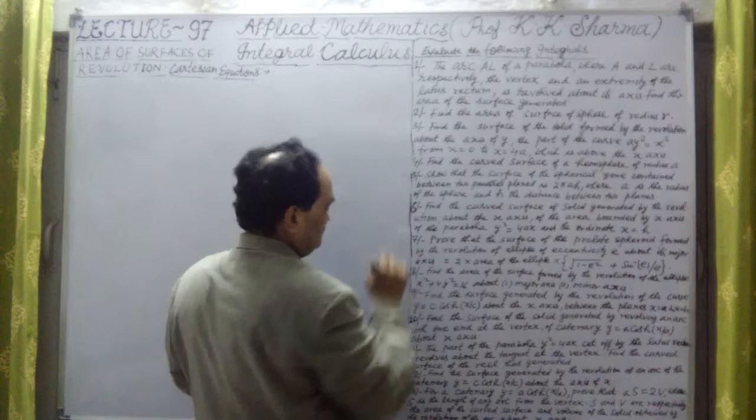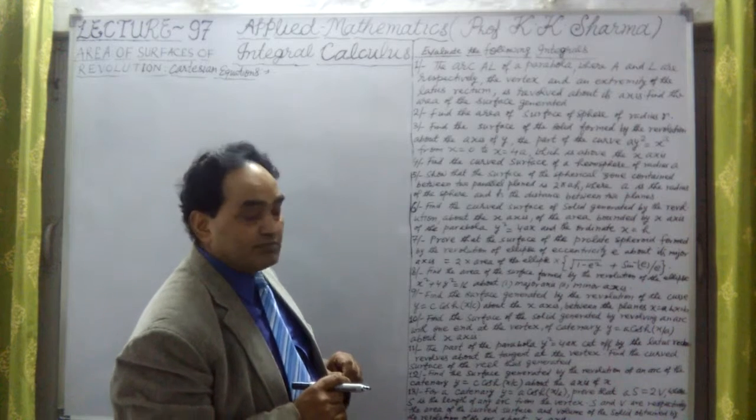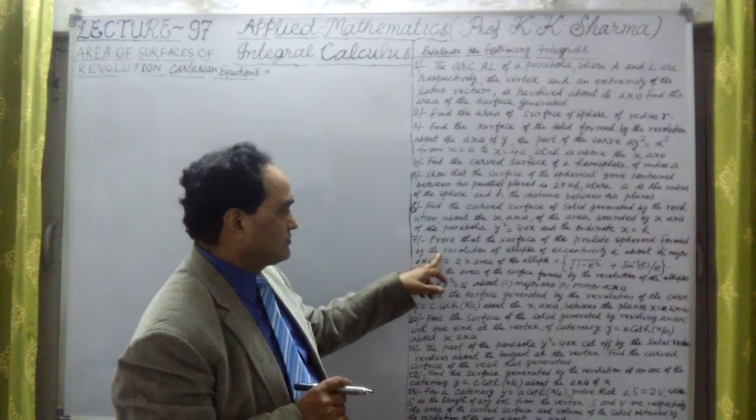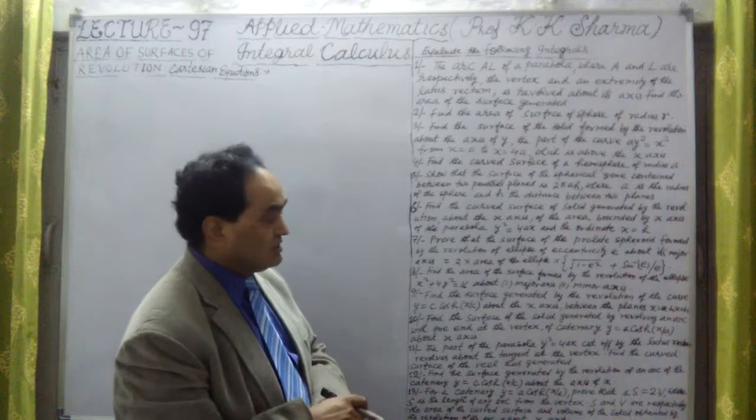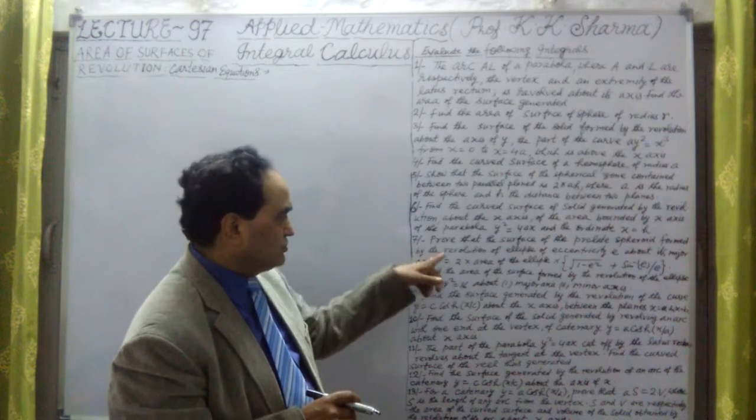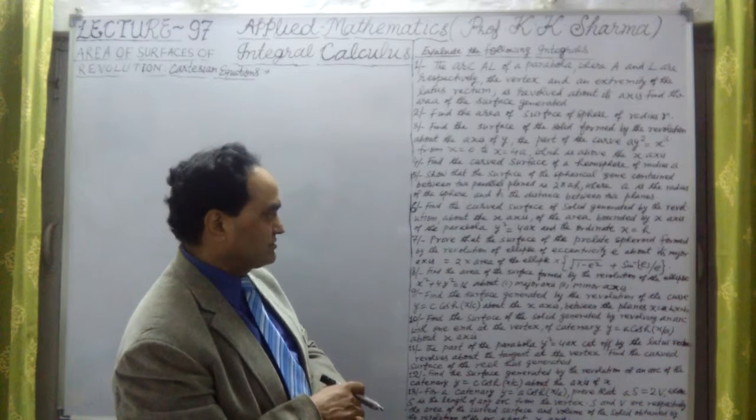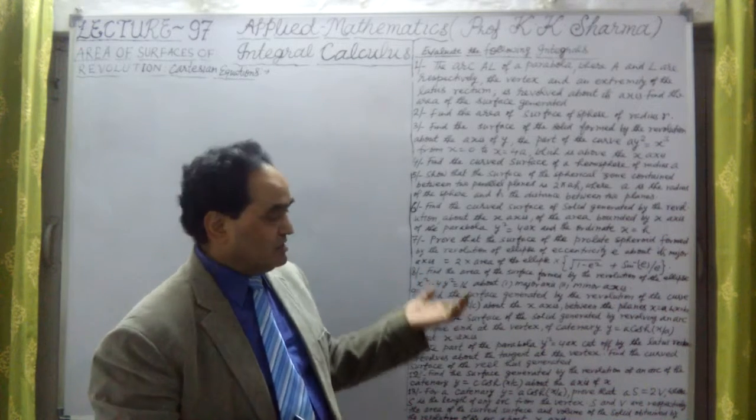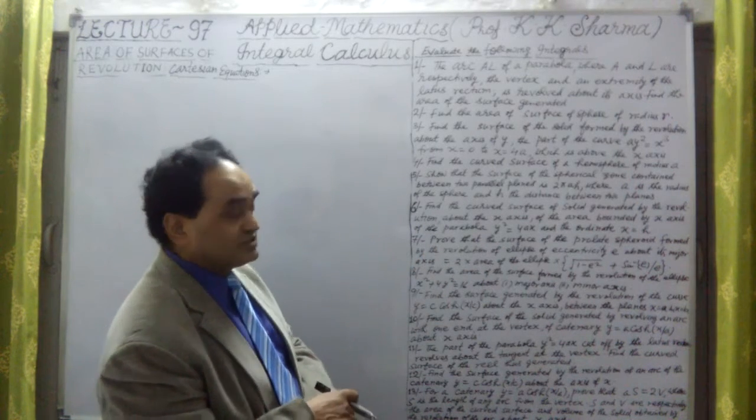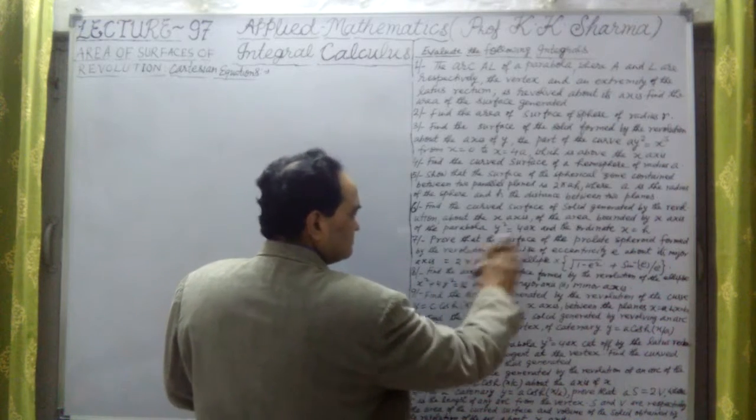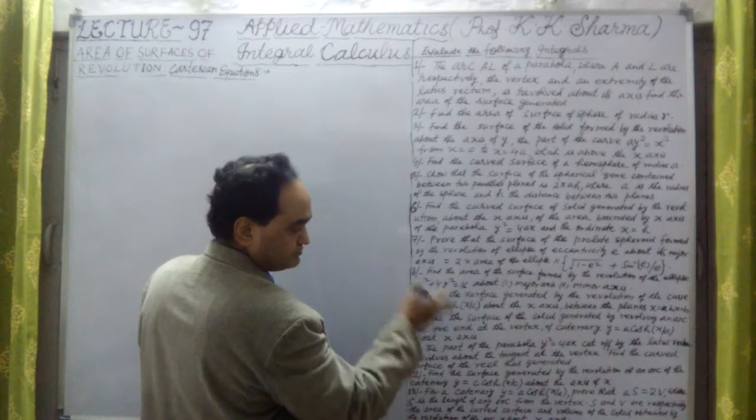Now question number 7 says: prove that the surface of the prolate spheroid formed by revolution of an ellipse of eccentricity E about its major axis. Try to understand. The prolate spheroid is obtained by revolution of an ellipse about its axis, here the x-axis, its major axis in this case. That is the definition. This is known as a prolate spheroid, which is obtained by revolving an ellipse about its major axis.